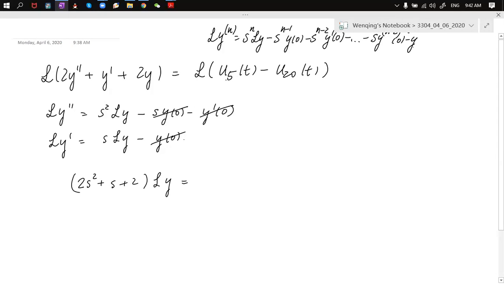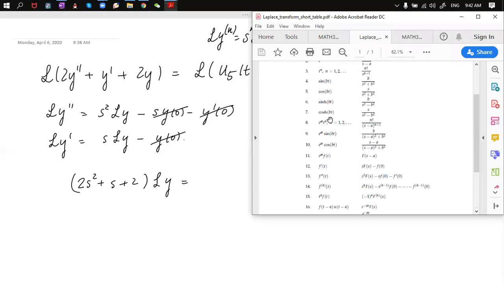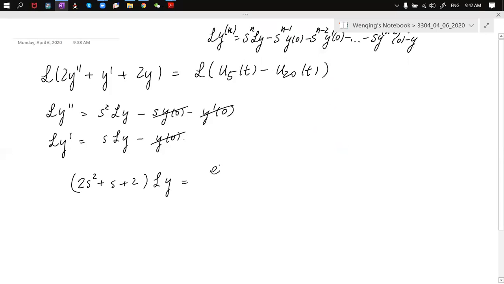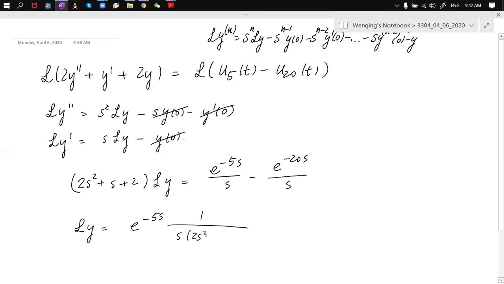The Laplace transform of u functions can be found on the table. So u5 of t, and here we use line 17. You see that it is e to the minus 5s divided by s, minus e to the minus 20s divided by s. So that's the Laplace transform. In the end, the Laplace transform of y is e to the minus 5s times 1 over s(2s squared plus s plus 2), minus e to the minus 20s times 1 over s(2s squared plus s plus 2).